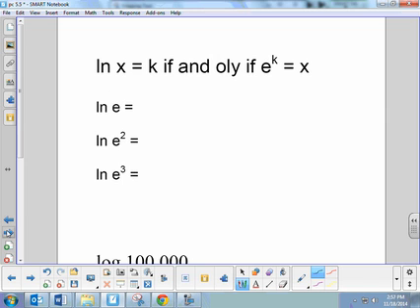All right, now we're going to talk about the natural log. We've talked about the number e. And what the natural log is really just log base e. But we never write log base e. What we're going to do is just write the natural log. So this log e is the same thing as natural log.